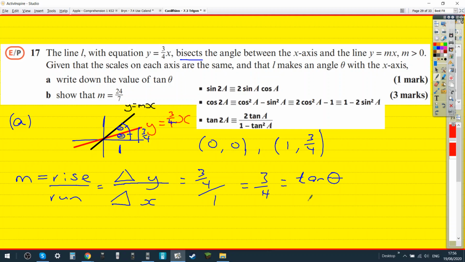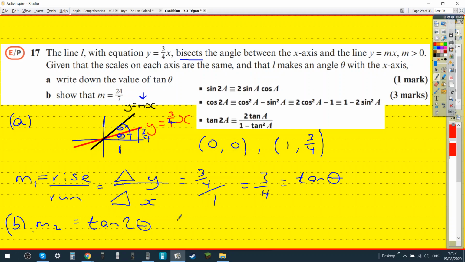Isn't m the gradient? Gradient of the other line. That gets the angle bisected by that line. So the gradient of that is double the gradient of the red line. It's double the angle. Yeah. And so m2 is tan 2 theta. What does m2 mean? Second gradient. Okay, black line. Yep. Tan 2 theta. Oh yeah, okay.